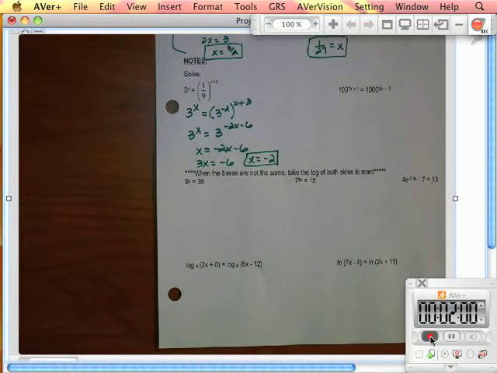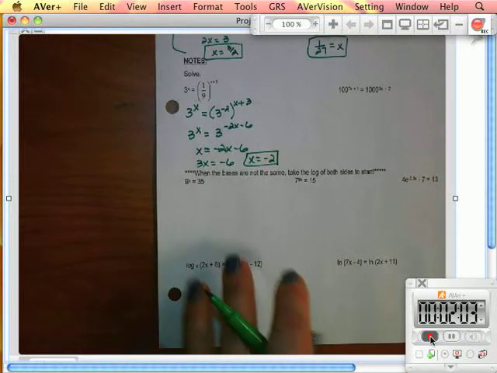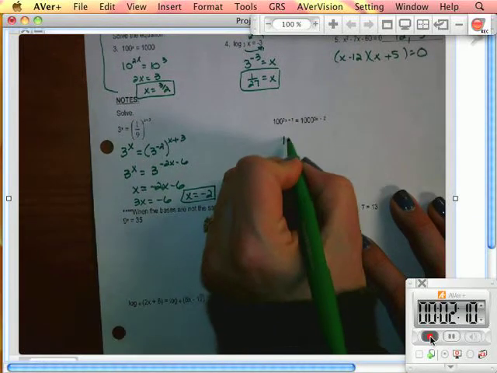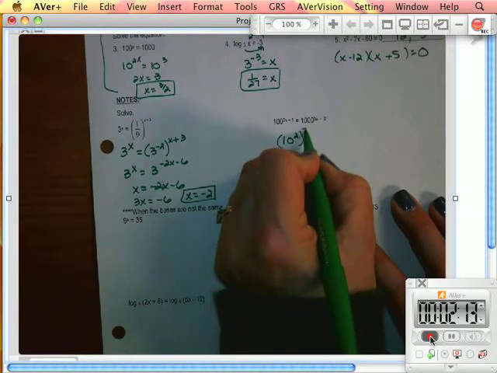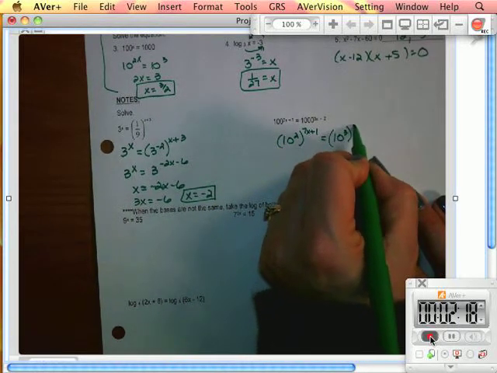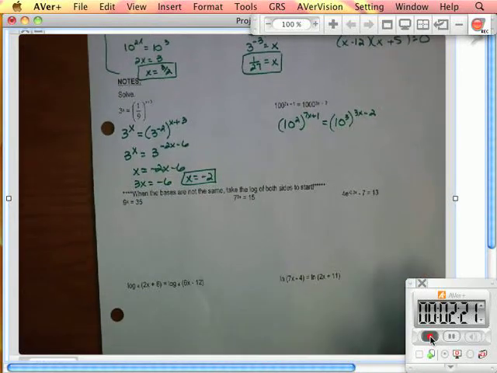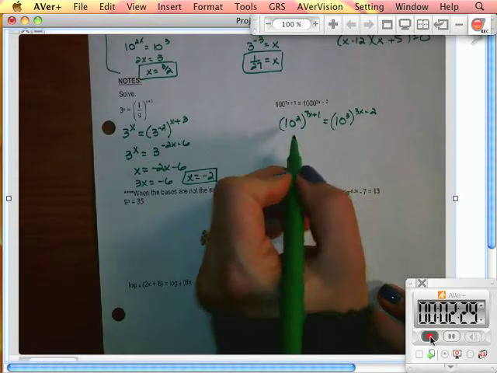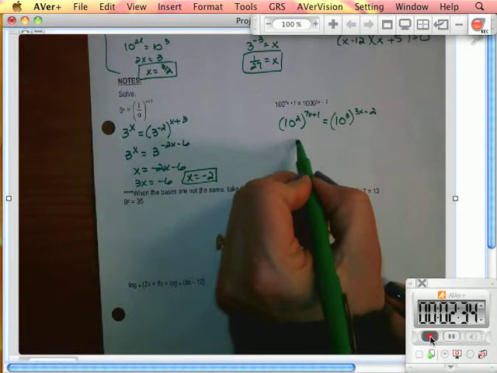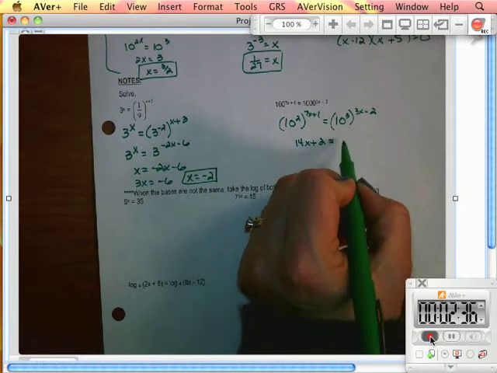How would I start that? Let's write them as base 10. Okay? So 100 as base 10 is 10 squared, isn't it? 1,000 as base 10 is 10 cubed. Then I distribute the powers, basically. Power times power is... So this is going to become... I'm just going to get rid of the bases and distribute in the same step. So I'm going to have 14x plus 2 equals 9x minus 6.